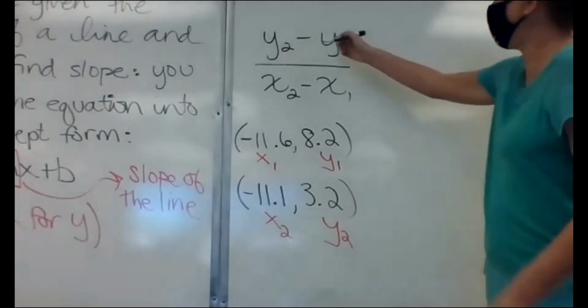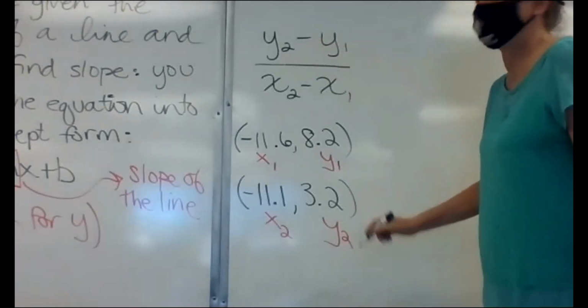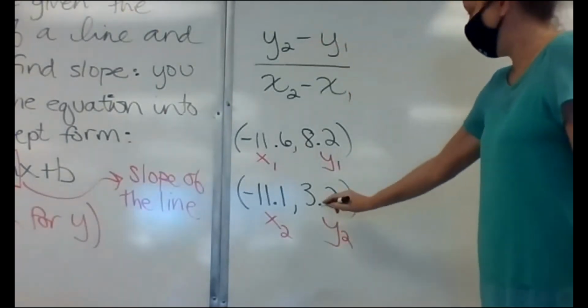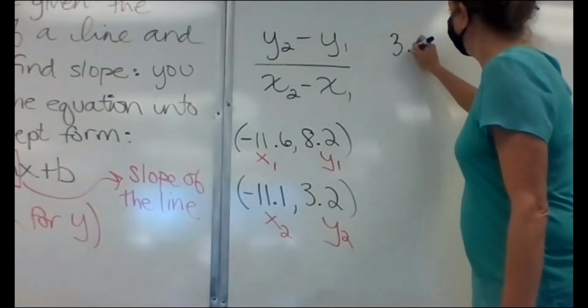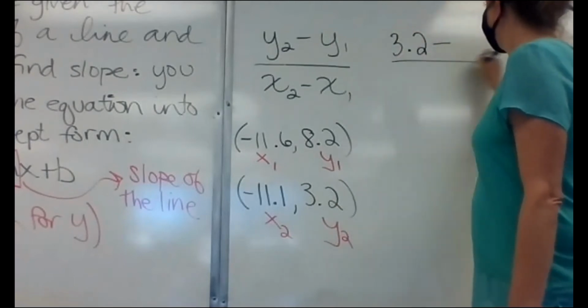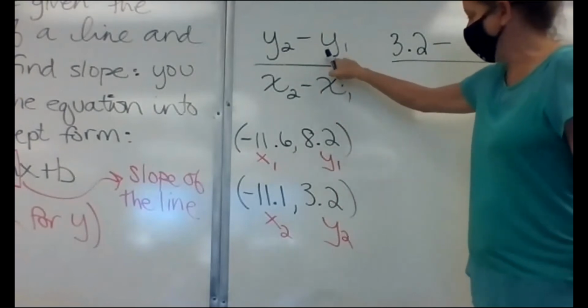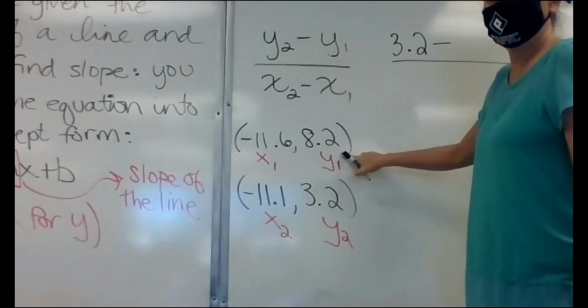So my formula says I need Y2. So who's my Y2? Again, label first. 3.2 minus my Y1. Good. 8.2.